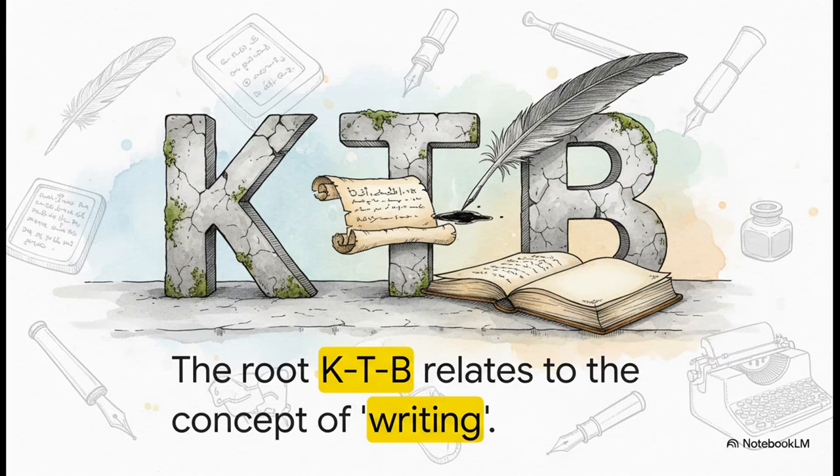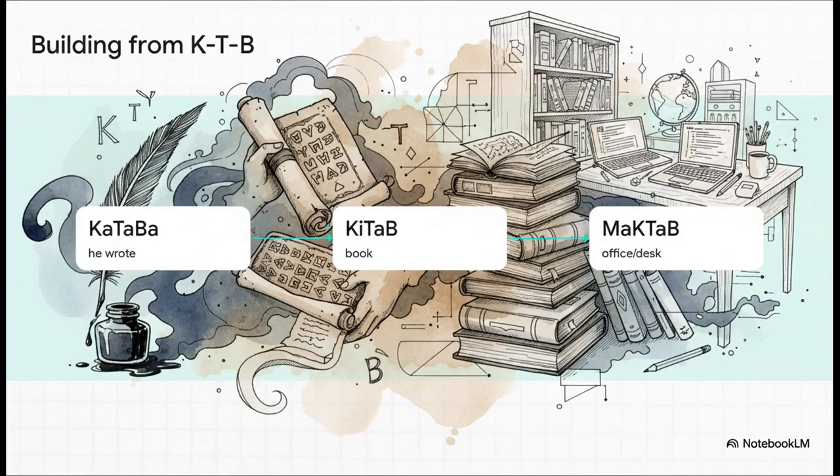Let's use a real example to see just how this works. Take the 3 consonants KTB. In Semitic languages, this root always carries the core idea of writing. And check this out. This is where the magic happens. Using that KTB root, you just play around with the vowels. So kataba means he wrote. Change the vowels, and kitab becomes book. Add a prefix, and maktab is an office or a desk, literally a place of writing. It's such an elegant and efficient system.